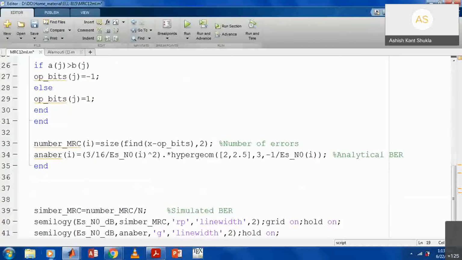Then in line number 39, we are finding out the simulated BER. We are dividing the number of errors obtained from line number 33 by the total number of symbols, so we are getting the overall BER of the system. Then we are plotting this simulated BER and also the analytical BER, and we are checking whether our simulated BER is matching with our analytical BER or not.